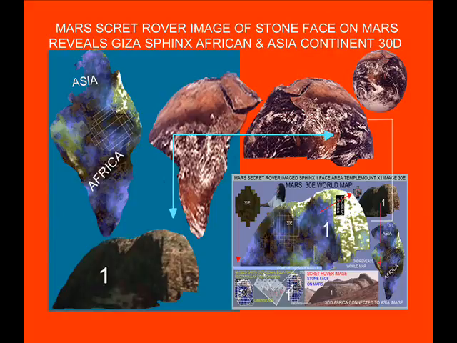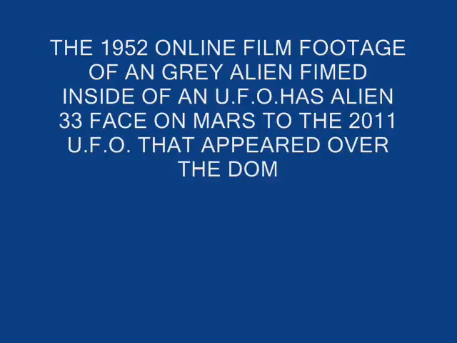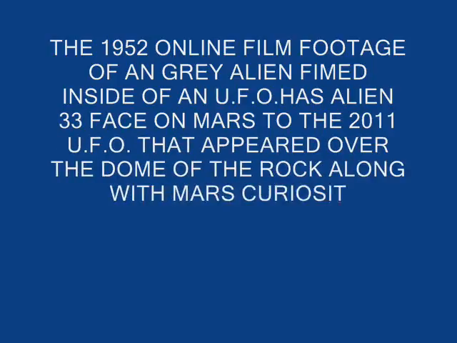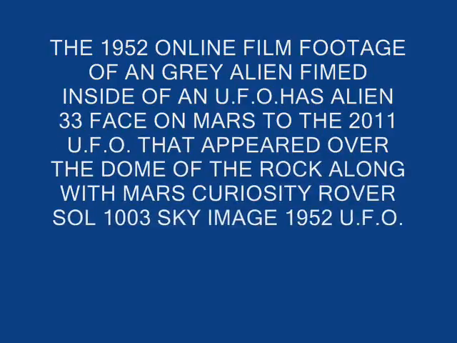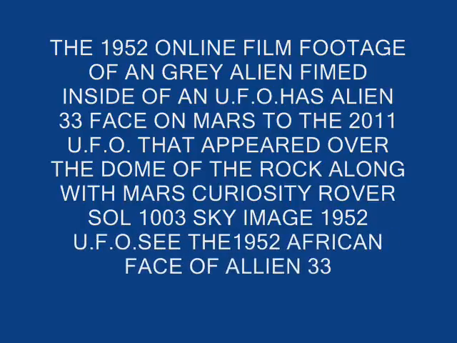Now this is the same UFO that appeared in 1952 in the online film footage of a great alien film that set up a UFO. You can type that into Google or YouTube search engine and see the black African alien 33 face of the God of Abraham, Isaac, and Jacob. He has 3 fingers and 1 thumb on each hand, big black oval shaped eyes, and he looks like an African alien.